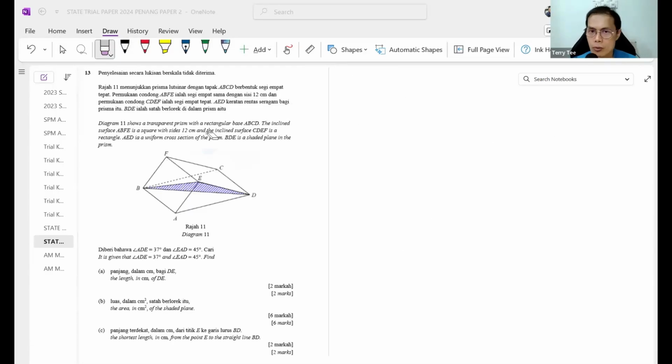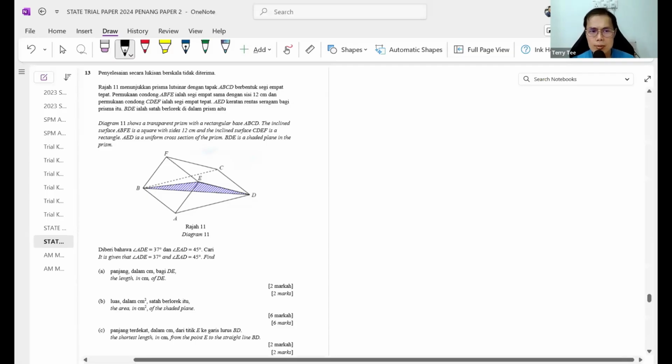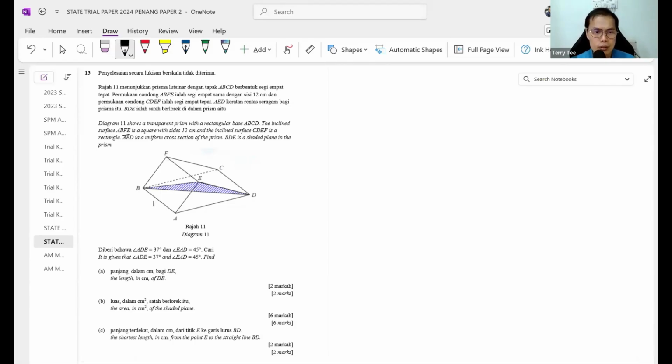Okay, moving on to question number 13. Now, this is from the chapter Solution of Triangles, Form 4, chapter 9. The diagram shows a transparent prism with rectangular base ABCD. The inclined surface ABFE is a square with length of side 12. So, let me label 12, 12, 12, 12. And inclined surface CDEF is a rectangle. AED is a uniform cross-section of the prism. BDE is a shaded plane in the prism. Given that angle ADE is 37 and angle EAD is 45, find the length of DE.